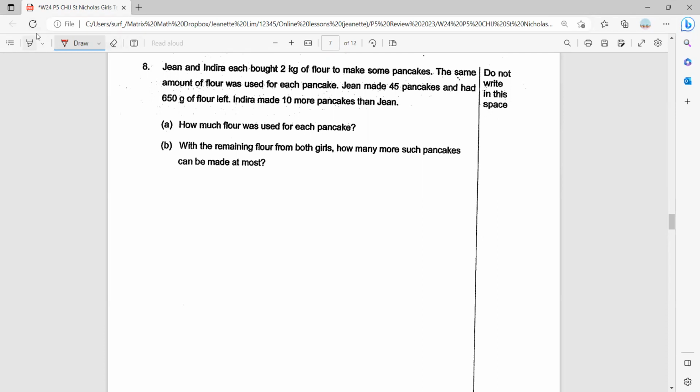Okay, so the amount of flour that they have at first is 2 kg. So let's change it to grams. Okay, let's look at Jean. She made 45 pancakes and then she had 650 grams left. So what I can do is find the flour used for the 45 pancakes by using the total minus what's left.